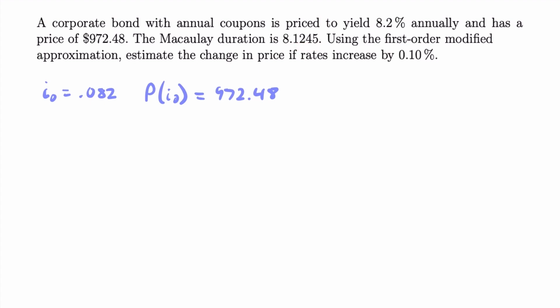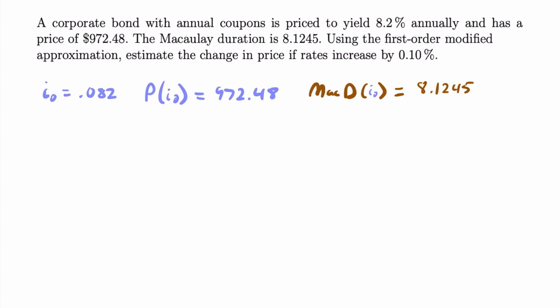So let's write that down as well. The Macaulay duration using the original interest rate, I naught, is equal to 8.1245. And finally, we know one more thing in this problem, and that's that we want to estimate the change in price if the rates increase by 0.10%. That right there is giving us the change in the interest rates.